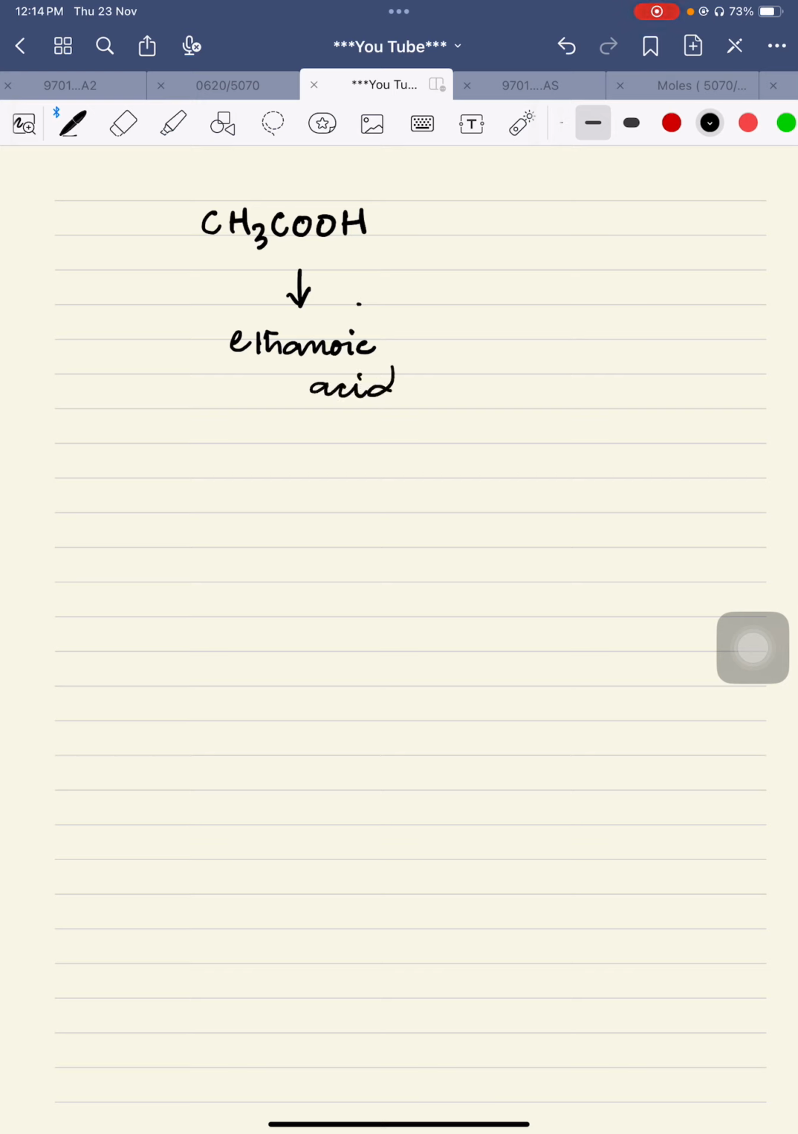Guys, there is another acid, and that is called CH3COOH. This is the formula for ethanoic acid. In the next topic, when I will teach you about acids, bases, and salts, inshallah, you will have a better idea of what the difference is between organic acid and inorganic acid. It is one of the organic acids, also called the carboxylic acid.